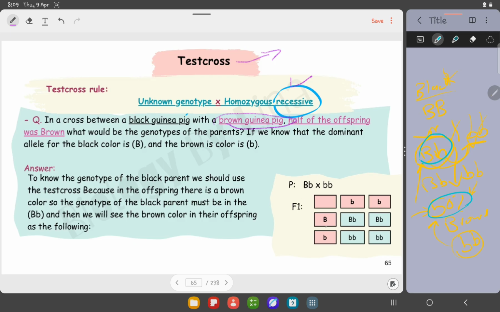Like here in the cross, as we can see, if we did it as a Punnett square, we have B small. If we cross it with B capital B small, at that time 50%, as the question said, will be B small, or will be in brown color.